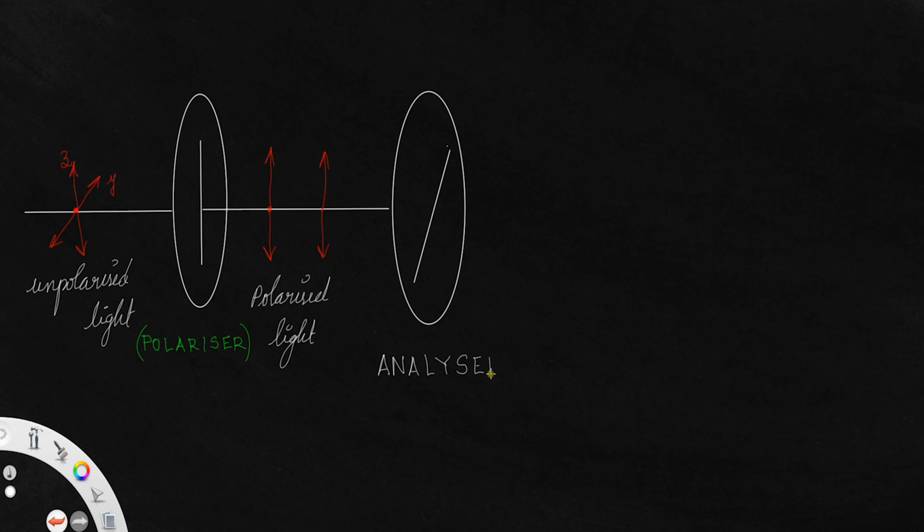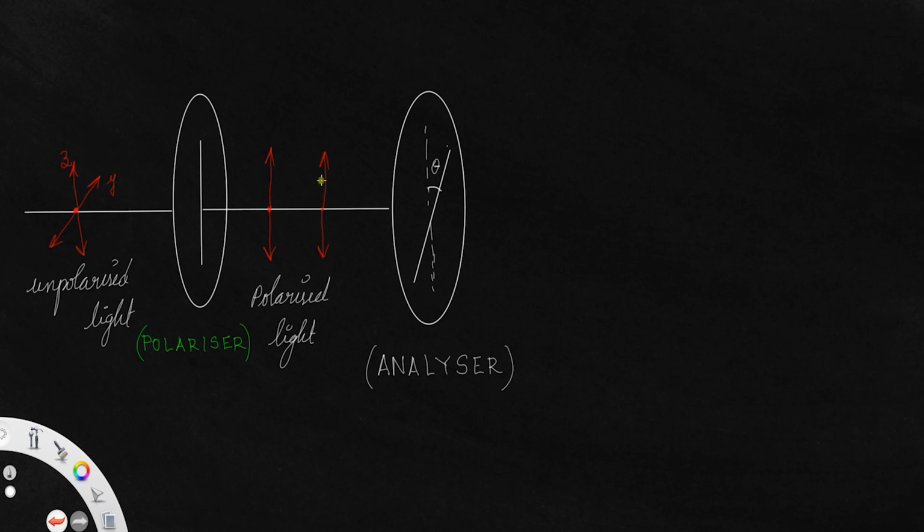Analyzer. It also is a polarizer. Now I just tilted its plane because, see, this is the plane of transmission, or the original plane of transmission was like this. Let me represent that using a dotted line. See, this is the original plane of transmission. Now I tilted it through an angle theta. Let this be theta. So this is the direction in which the light gets transmitted.